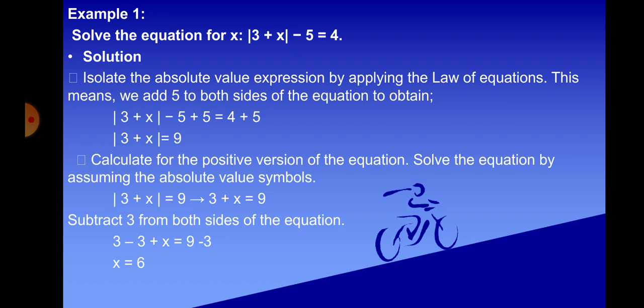So calculate the positive version of the equation. Solve the equation by assuming the absolute value symbols. So 3 plus x equals 9. Subtract 3 from both sides of the equation. So 3 minus 3 plus x equals 9 minus 3. The answer is x equals 6.